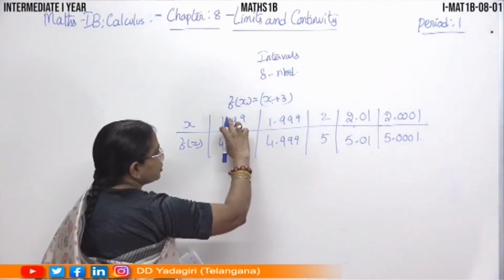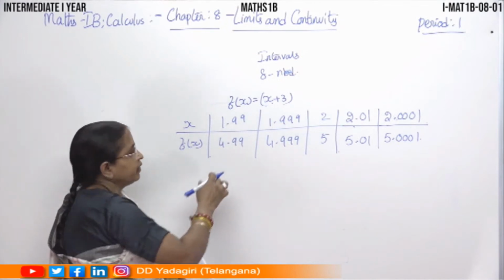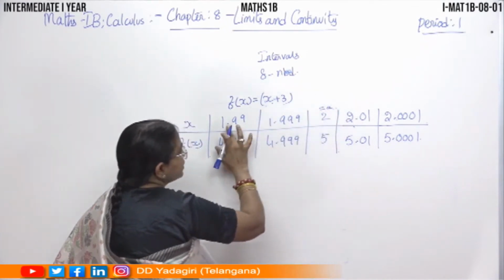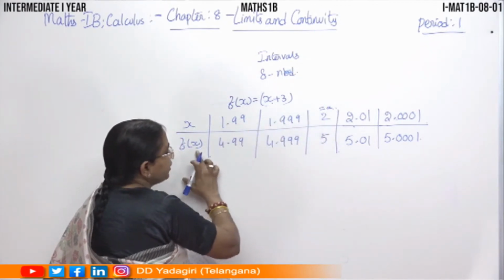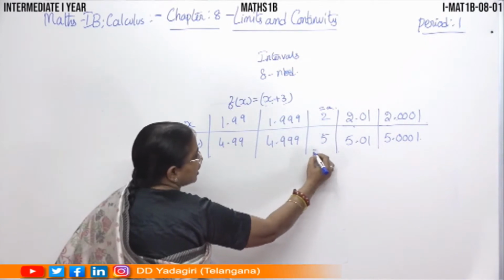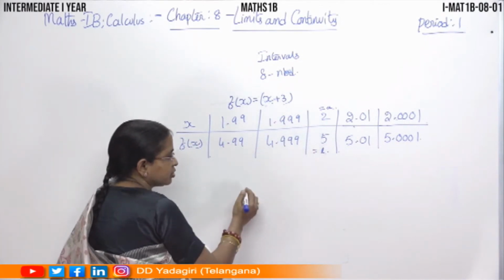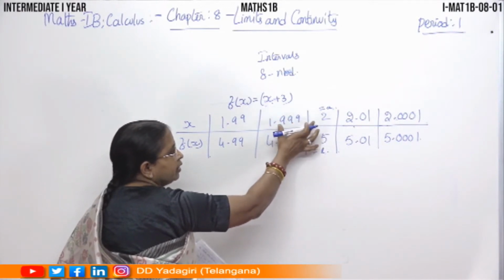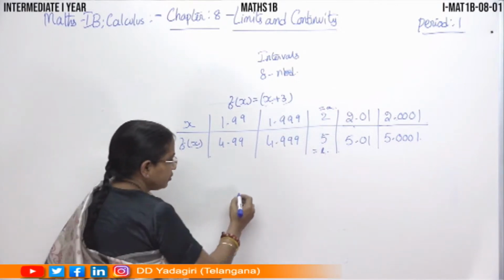the actual definition is like this. When the difference between x and a, this is your a, is made small, the difference between f of x and this, which is called L, is also made small. When you see the difference between 2 and 1.999, it is small. So the difference between these two is also made small. So we say like this.